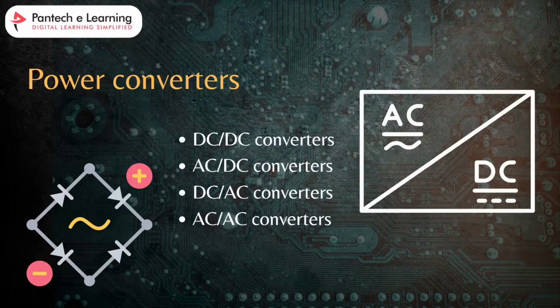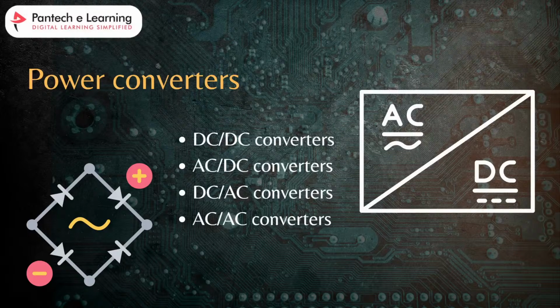The next one is the DC to AC converter, which is called the inverter. These take DC from a battery or something like that and convert it into AC, which is what most household appliances use now.